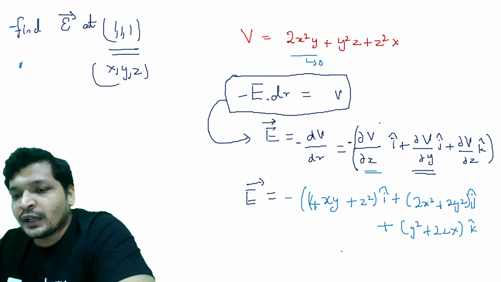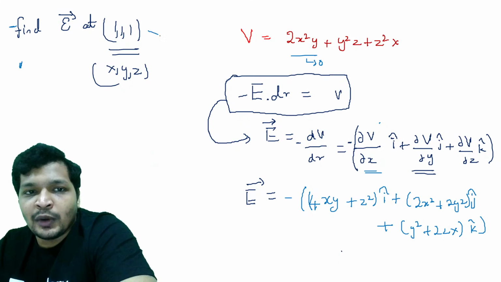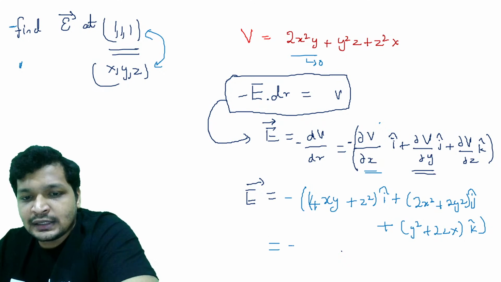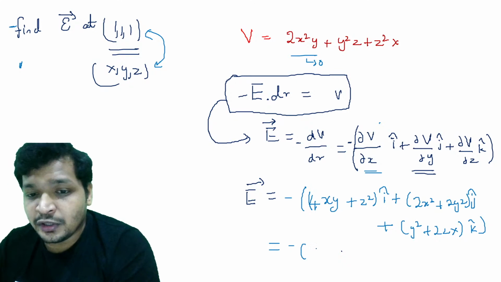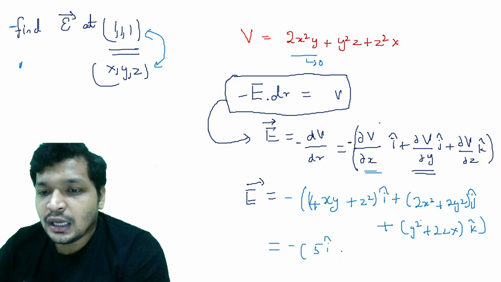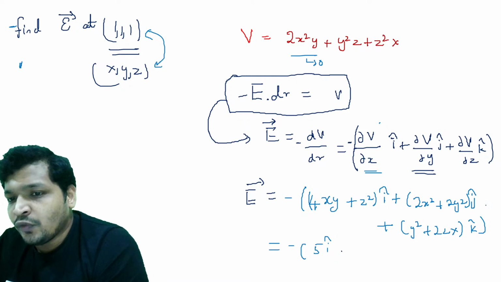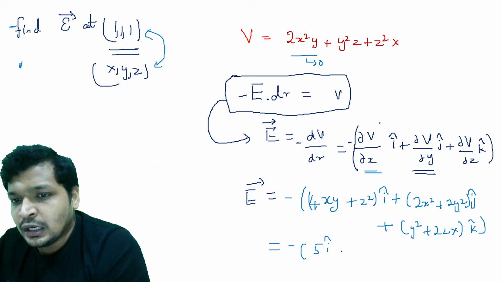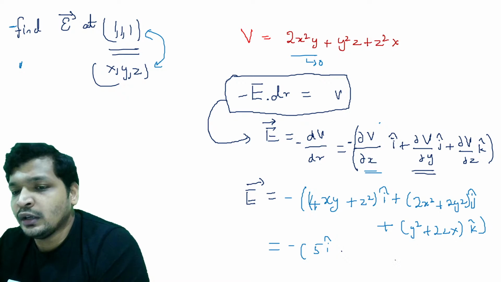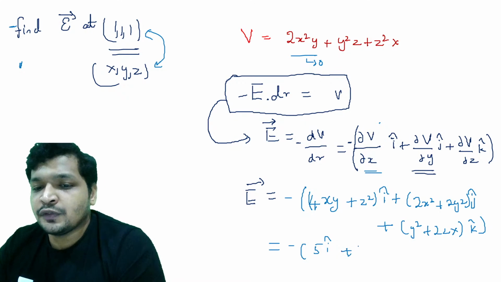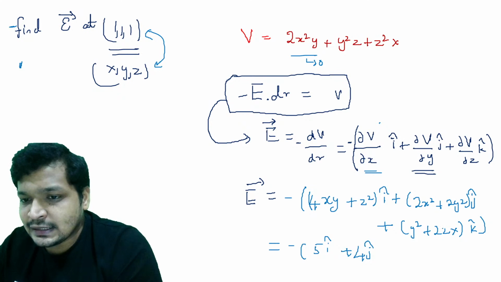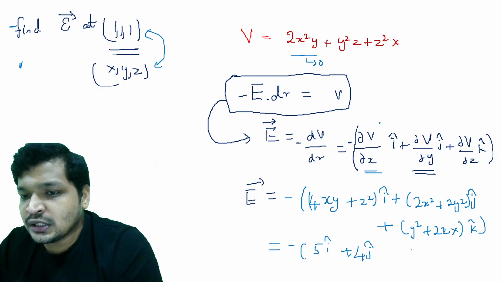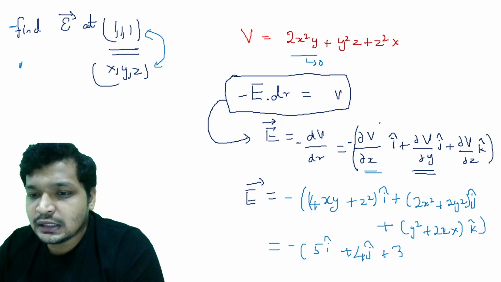For convenience, we took everything to be at 1, 1, 1. Just substitute it. It's a very simple one now. It's going to look like something like minus 4 plus 1. So this is going to be like 5 i cap. And this is going to be like 4 plus, just 4. 2 into 1 into 1. Just 4 j cap. And this is going to be 1 plus zx. This is zx. 1 plus 2, that is going to be 3 k cap.